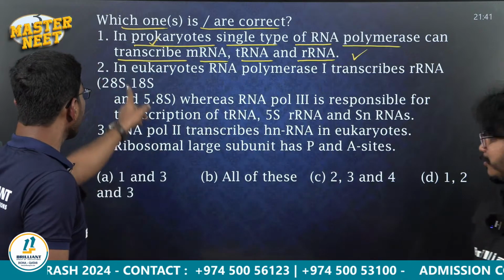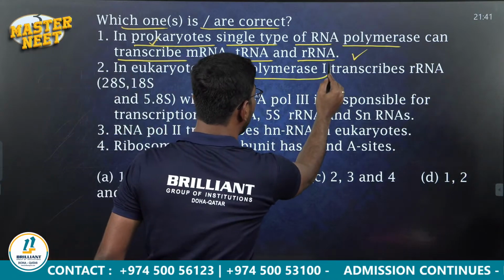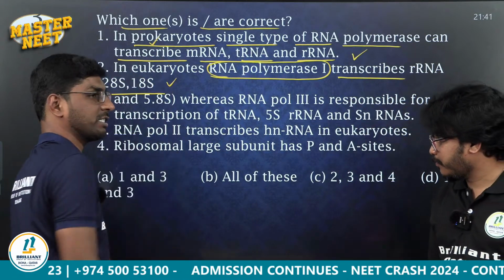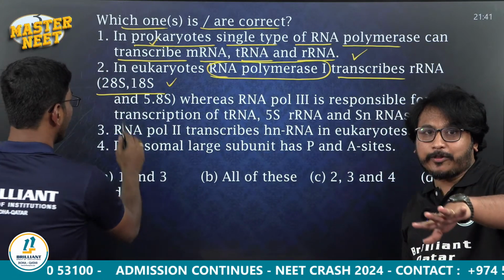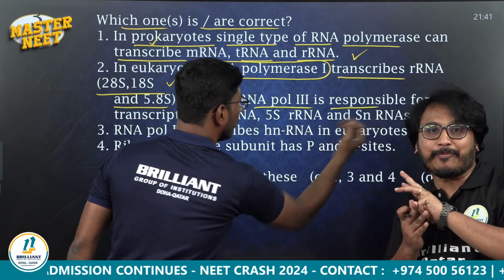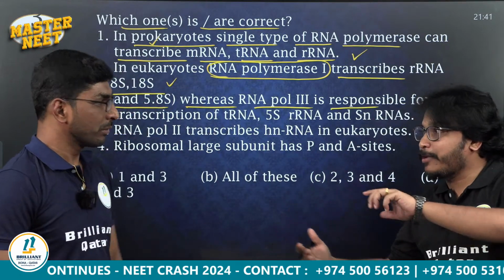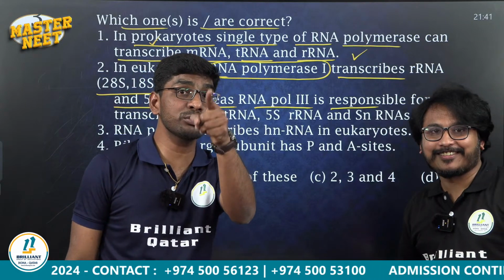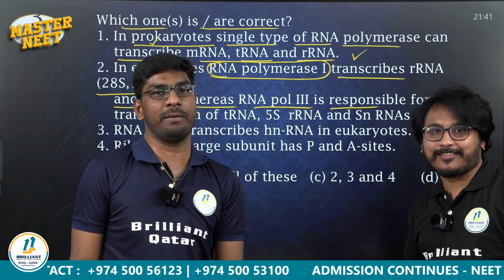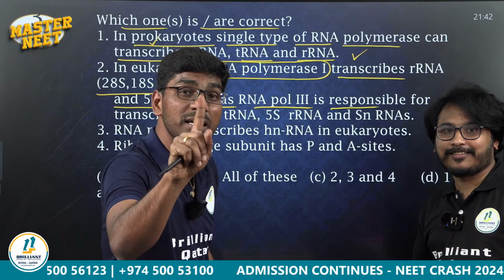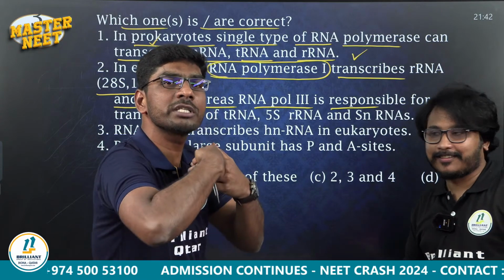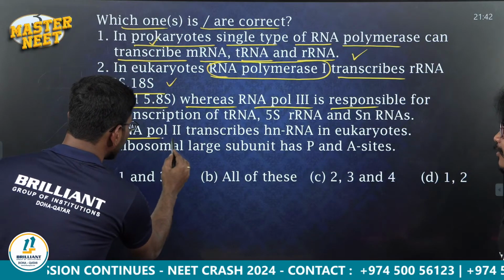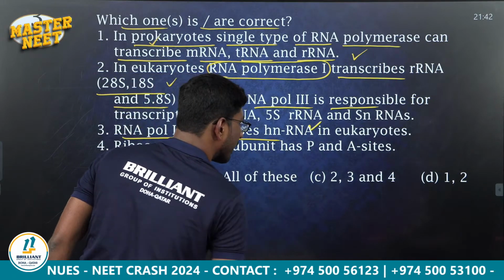Correct statement: in eukaryotes, RNA polymerase 1 transcribes rRNA 28S and 18S. So in the case of eukaryotes, you should understand they have separate RNA polymerase 1, 2, 3. I told you in the eukaryotes only polymerase 1, 2, 3 are there. In the case of prokaryotes, one single RNA polymerase enzyme has the ability to transcribe all types of RNAs. Now look at here. This one is also correct: RNA polymerase 2 transcribes hnRNA in eukaryotes, correct.